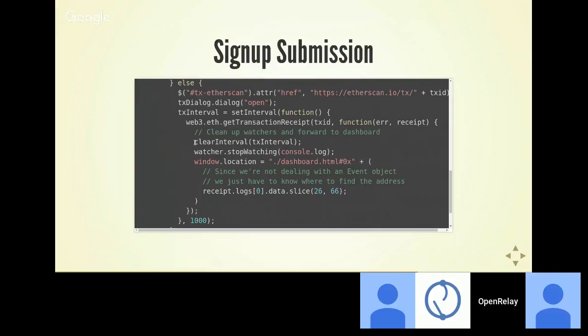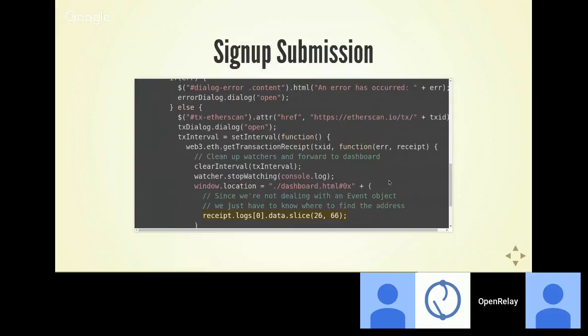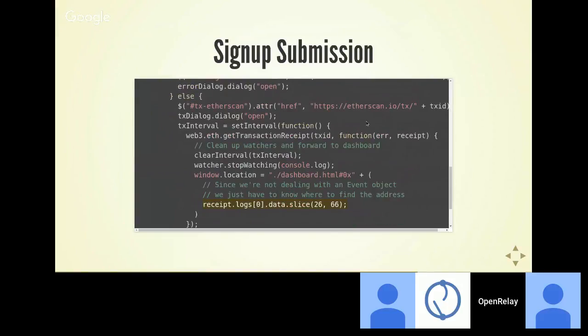So in any case, once we succeed here, we will clear the interval, so it will stop firing. We will stop the watcher that was watching for the event, and we will redirect the user to the dashboard. Note here that the address we are sending them to, we are pulling out of this transaction log, and since we just have a generic transaction receipt, we don't know the nice names of all of the fields. We just have to know exactly where to find everything. And in this case, we get the affiliate contract address from bytes 26 to 66.